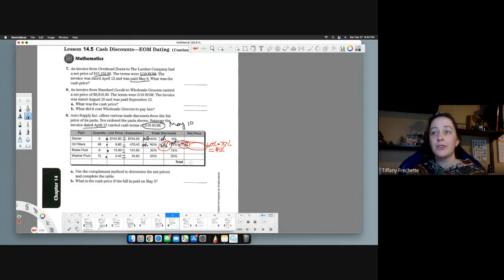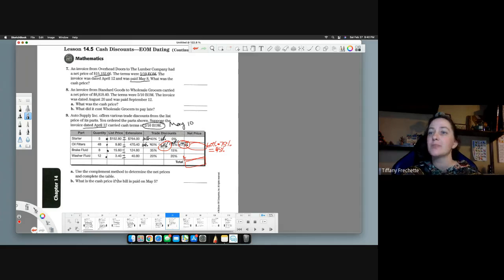So we definitely want to fill this in, and then once we have it filled in, we want to add straight down so we have our total invoice. And it says use the complement method to determine the net prices and complete the table. So they want you to use the complement method in this because it is a little bit easier than the other one, but again, kind of depends on your opinion there.